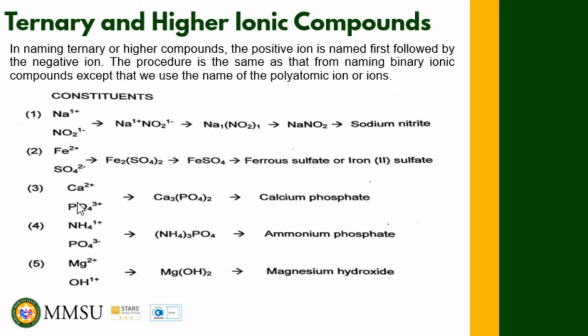So the third is Ca2 plus and then PO4 3 negative. So applying the crisscross method, I mean, Ca3 and then PO4 2. So yung name nitong compound na to is calcium phosphate.